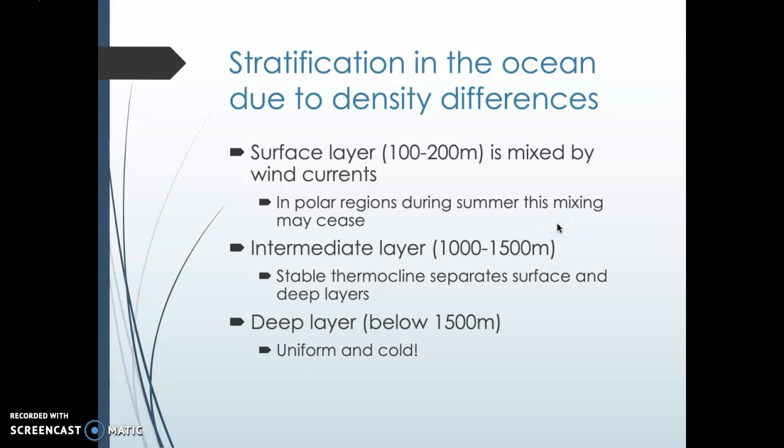Add on top of that the fact that as you go deeper, density of the seawater increases. You get these different layers. So you get surface layers mixed by wind currents, an intermediate layer that tends to be stable, and then a super stable, uniform, cold, deep layer.